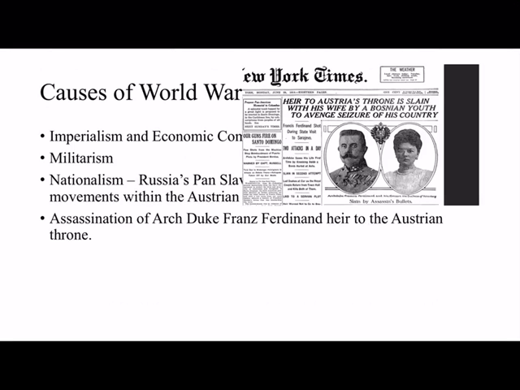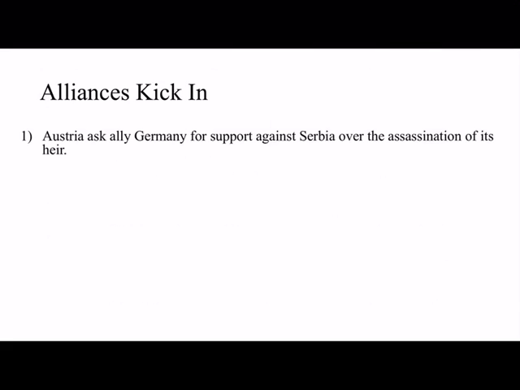And there's a paper from the New York Times at the time when the Archduke and his wife were shot and assassinated in Sarajevo. So let's start with the alliance system then.